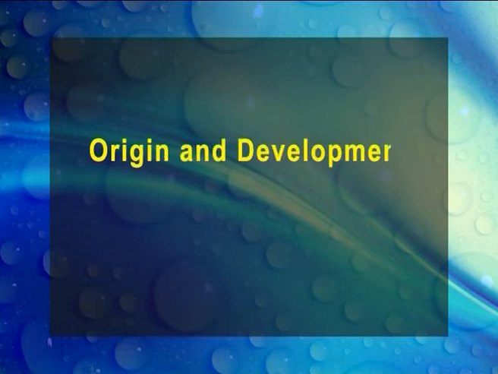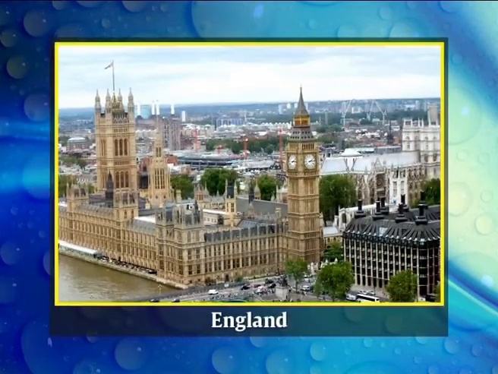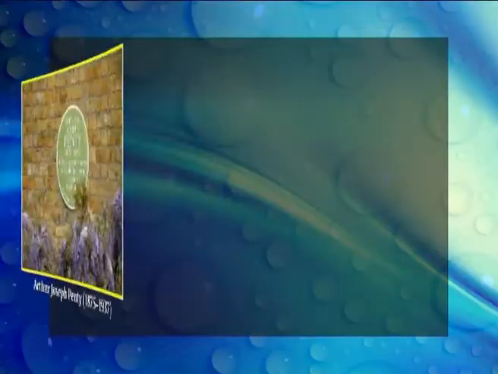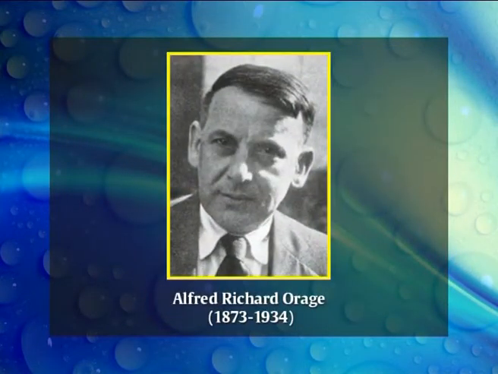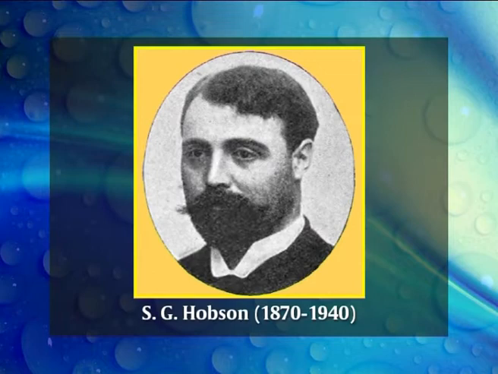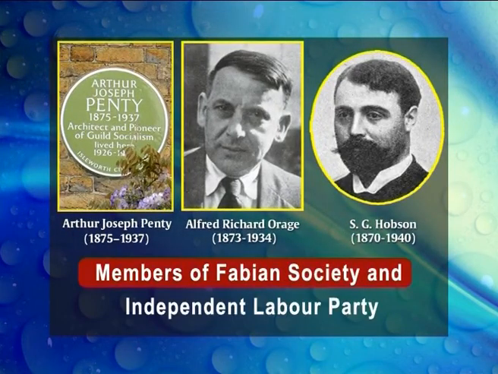Now let's have a discussion about the origin and development of the guild socialist movement. Guild socialism has its origin in England. It's a political doctrine set forth by English intellectuals like Penty, an architect by profession, A.R. Orage, a teacher and a journalist by profession, and S.G. Hobson, a journalist and a lecturer in the early 20th century. The three intellectuals were members of the Fabian Society and the Independent Labour Party until they became dissatisfied with the persistence of these organizations in holding on to the ideas of centralized political socialism.